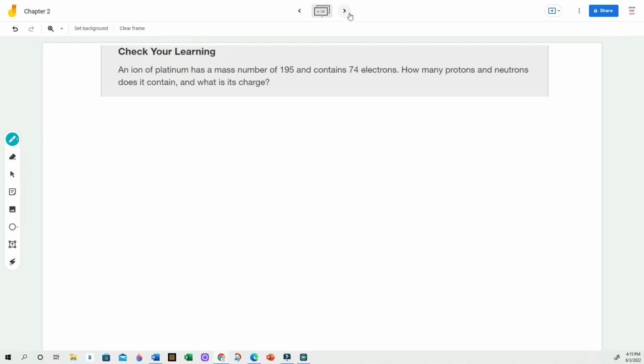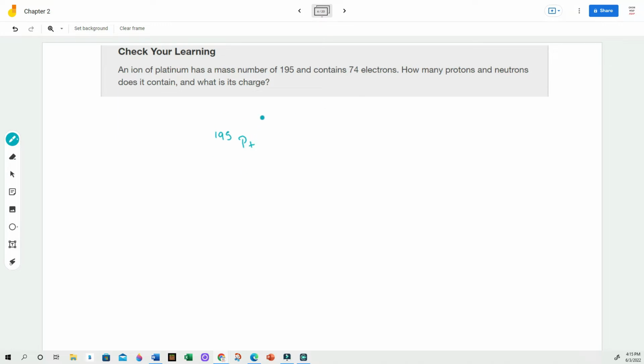On to the check your learning. An ion of platinum has a mass number of 195 and contains 74 electrons. How many protons and neutrons does it contain, and what is its charge? I'm going to gather the same information. So we have platinum. They tell us that it has a mass number of 195 and that it has 74 electrons.